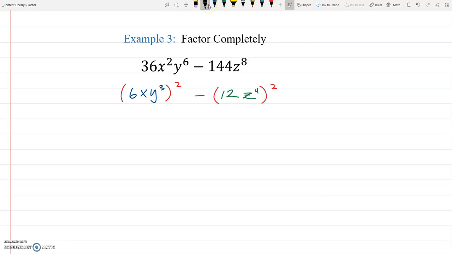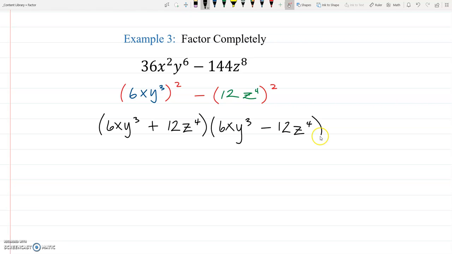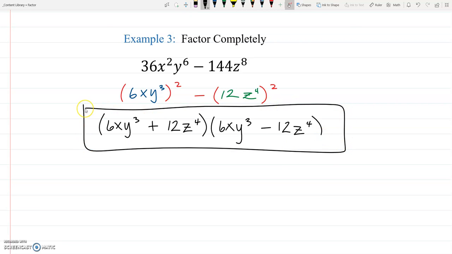Piece of cake. I'm going to just write my answer down. First one is all of this, 6x y cubed. Okay, and then I've got 12z to the 4th, and I'm going to add them. And minus, oops. I could have done that by myself. 12z to the 4th. Looks fancy. It makes us look smart.